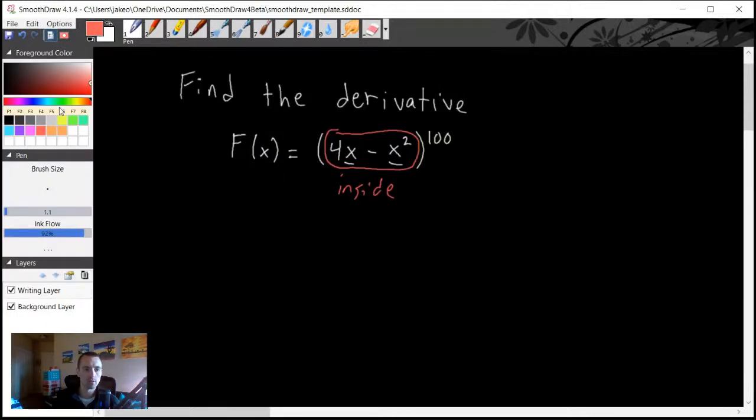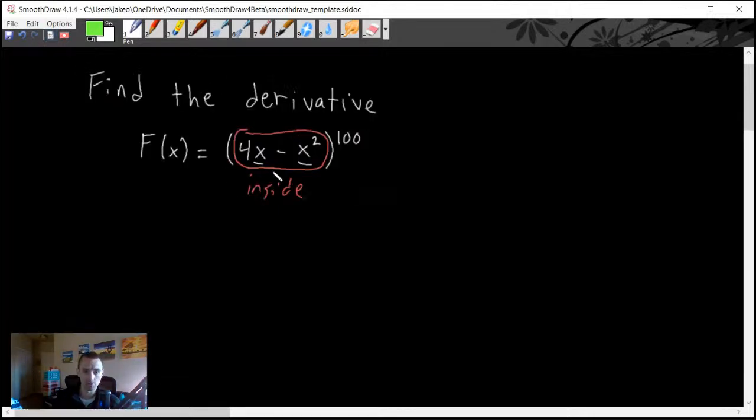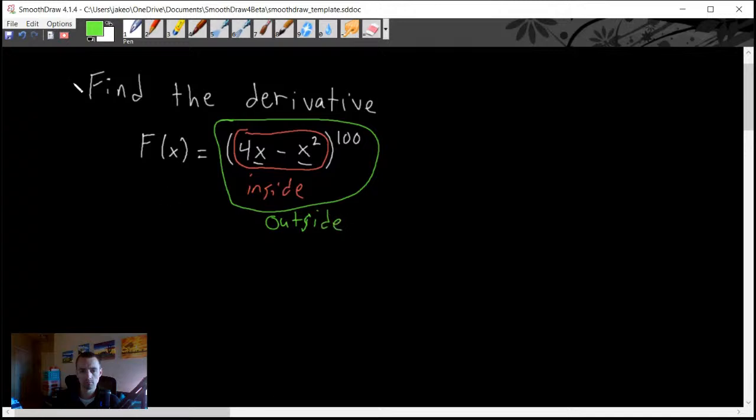And then we can treat essentially everything outside the parentheses, which is just this 100th power part, as our outside function. So let me actually go do it like this. That'll be our outside function. Okay, so like I've been saying, the chain rule just says that in order to find the derivative of an inside function plugged into an outside function, like we have here, we're going to take the derivative of the outside function. So we're going to deal with this 100th power first.